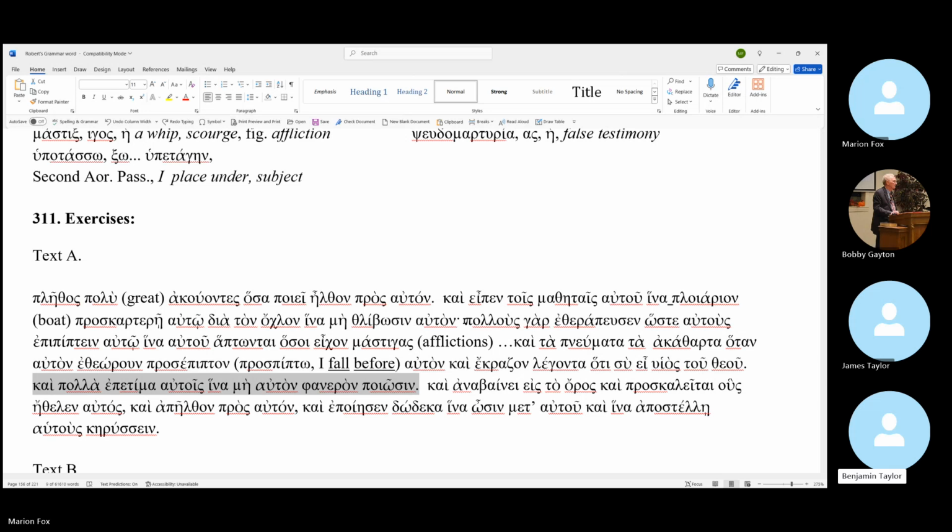I said, and many he rebuked them lest they make him manifest. It's not too clean. I wasn't 100% on that one. Well, it could be make or do, either one. Okay, make is good. All right, anybody want to change anything or add to that translation?